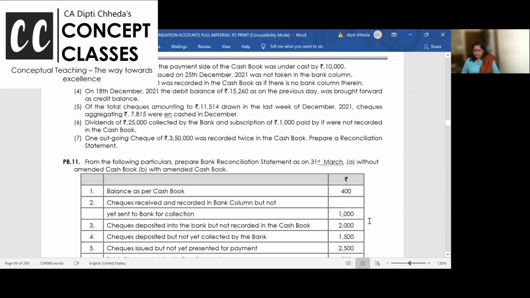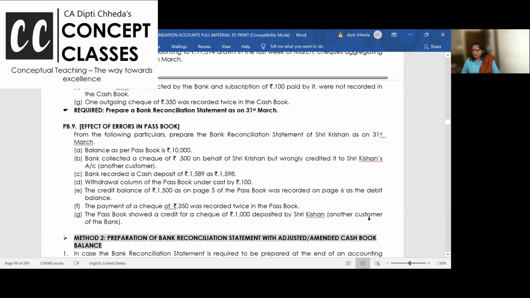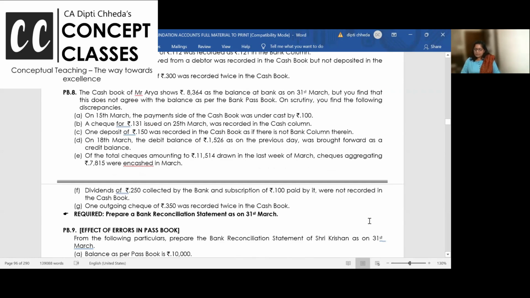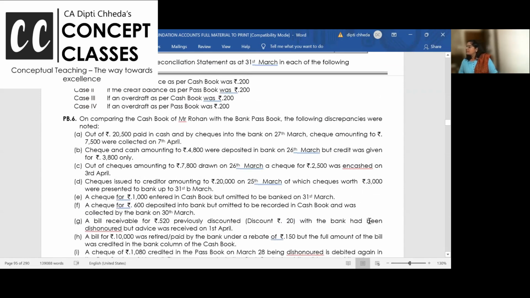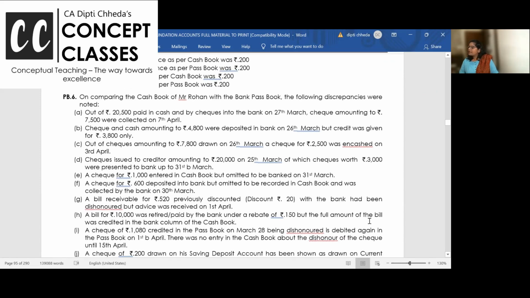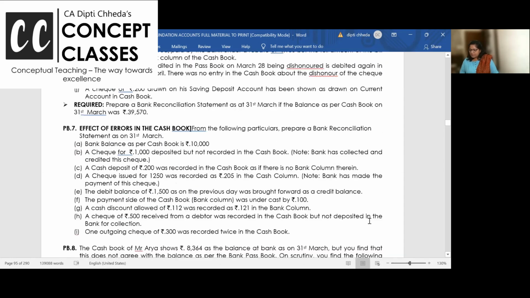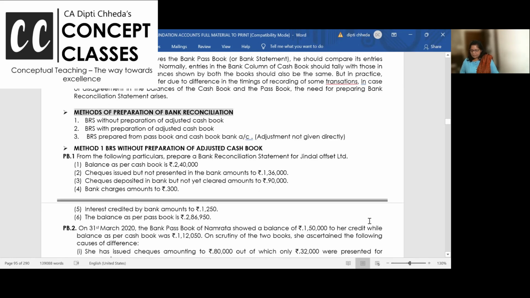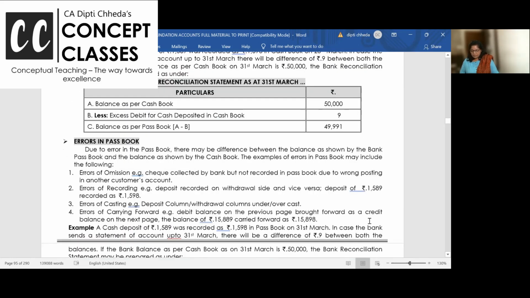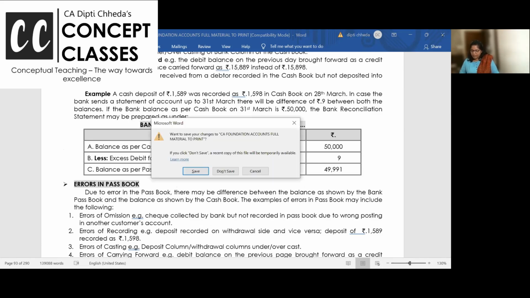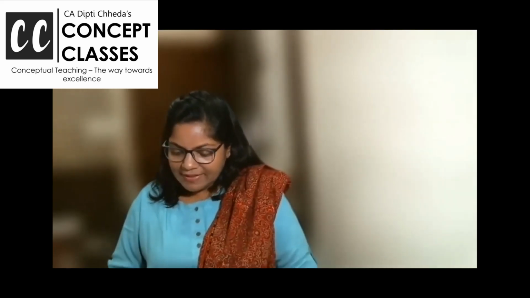Right. Okay. One second. This format. I don't know why this format got disturbed. One second.